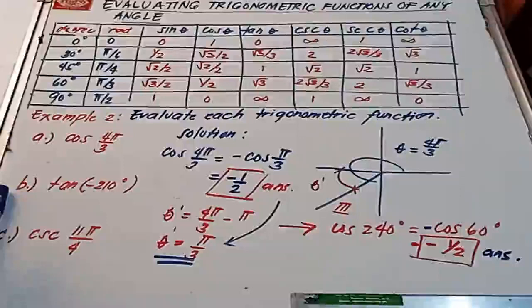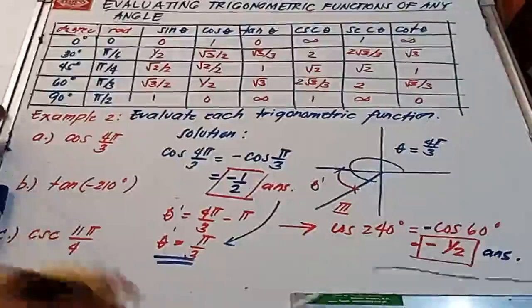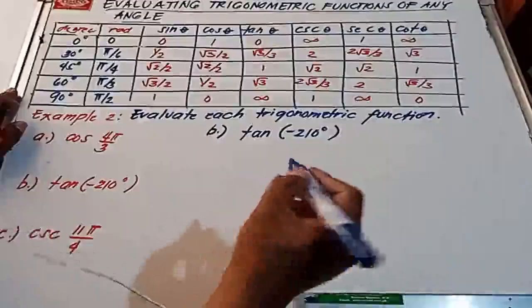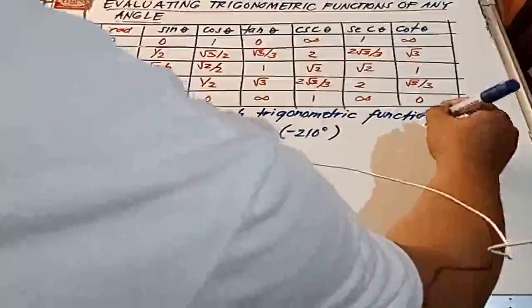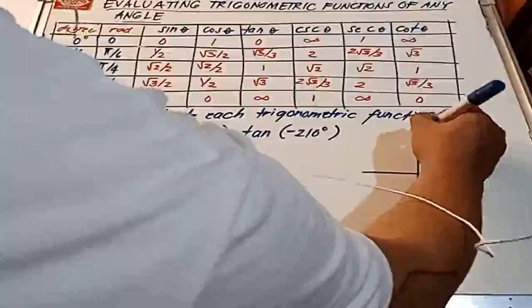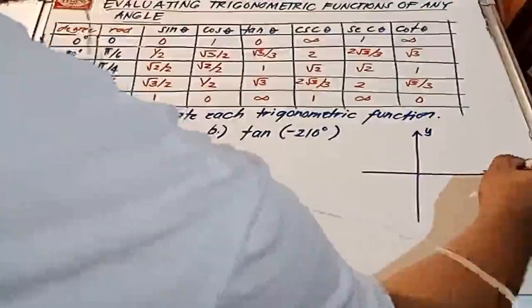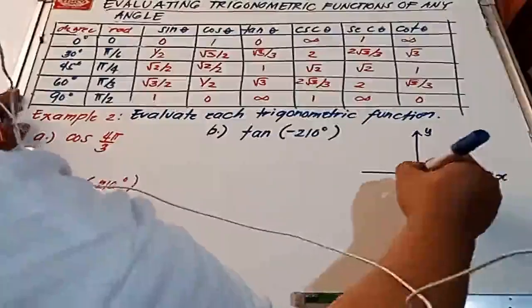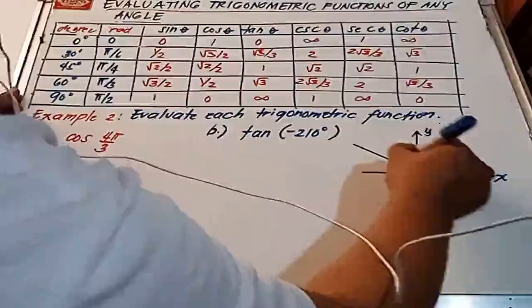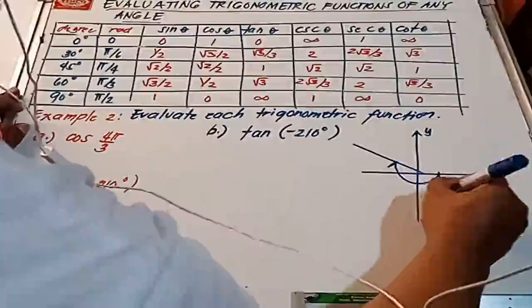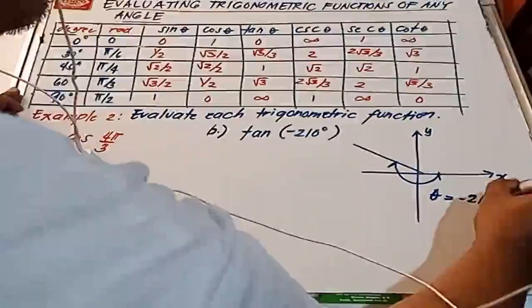So, we're going to answer naman letter B. Okay? Negative 210 degrees. Okay? So, letter B, kunin muna natin yung first step, yung reference angle. Okay? Negative yung angle natin, so the rotation is clockwise. So, nasa second quadrant siya. Okay? Ito ang kanyang terminal side. So, that is theta negative 210 degrees.